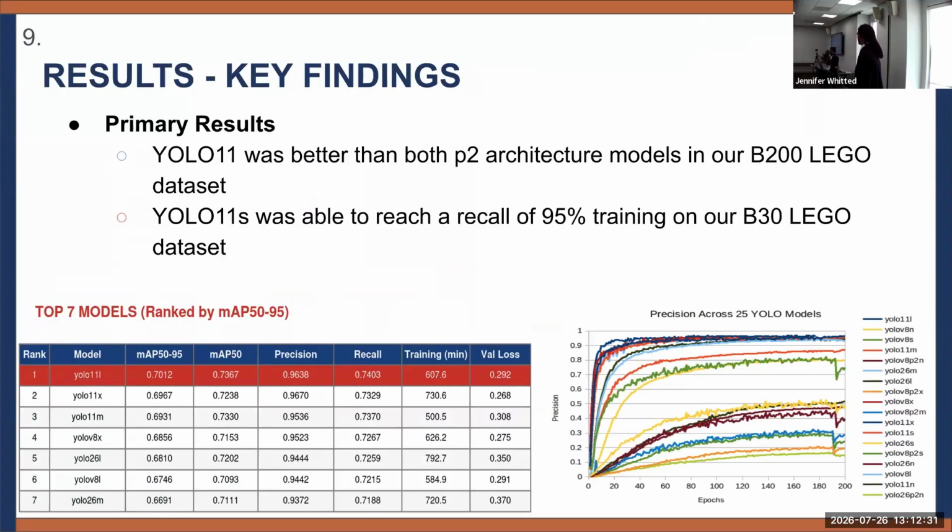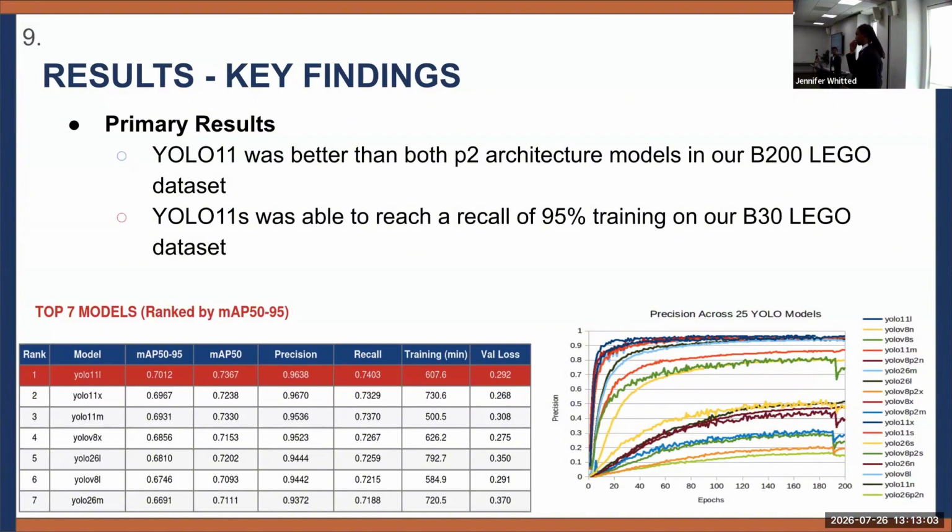P2 is known to be good for small object detection because it still retains a lot of details you see in the picture, and it doesn't lose them during the deep neural network downsampling, right? So that's why we know P2 is supposed to be the good one. Other models, while they are downsampling, use P3, P4, P5, and this makes the model lose the details. So P2 was supposed to be good for small objects, but in our research, YOLO 11 in general was the best.